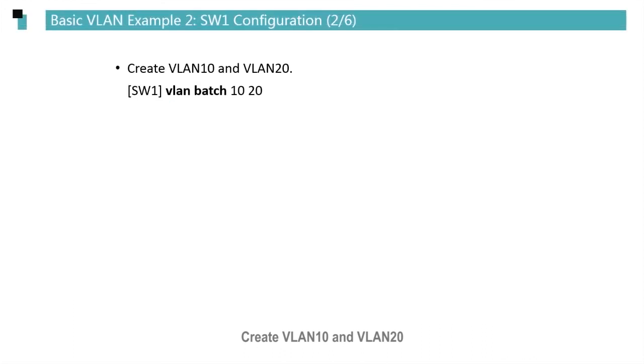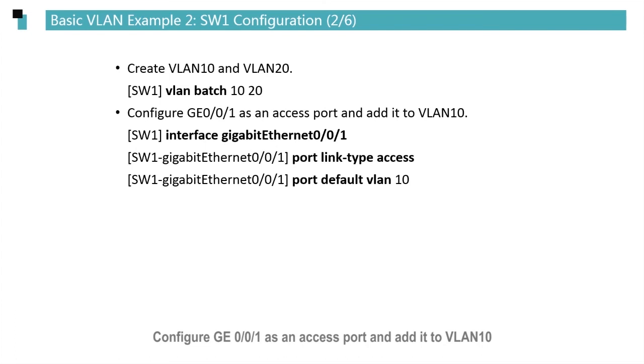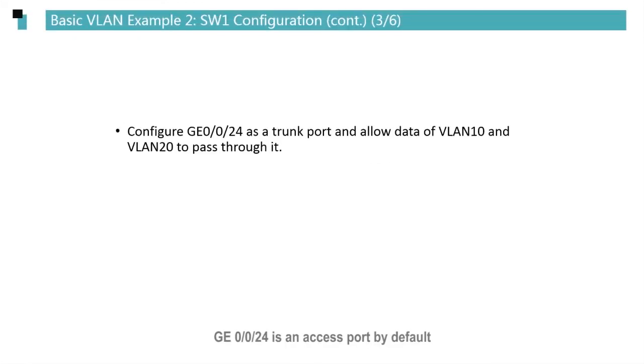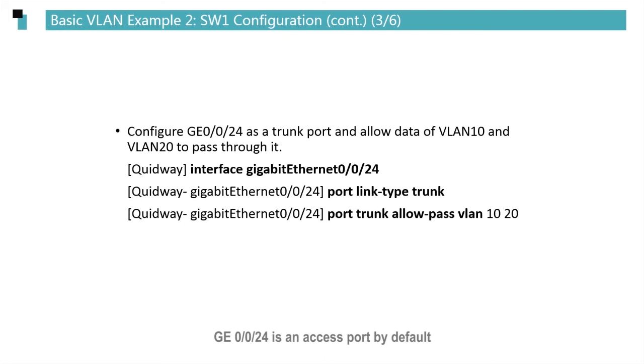Create VLAN 10 and VLAN 20. Configure GE0/0/1 as an access port and add it to VLAN 10. Configure GE0/0/2 as an access port and add it to VLAN 20. GE0/0/24 is an access port by default. Configure GE0/0/24 as a trunk port and allow data of VLAN 10 and VLAN 20 to pass through it.